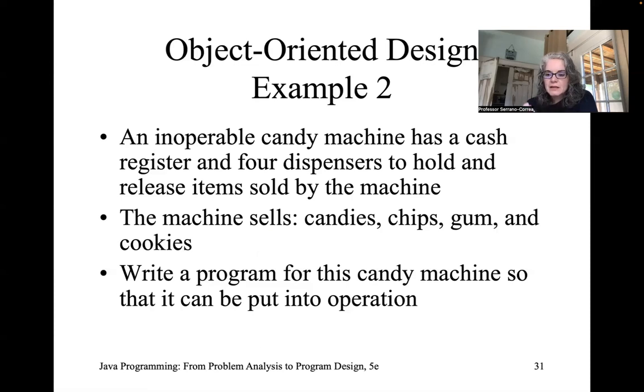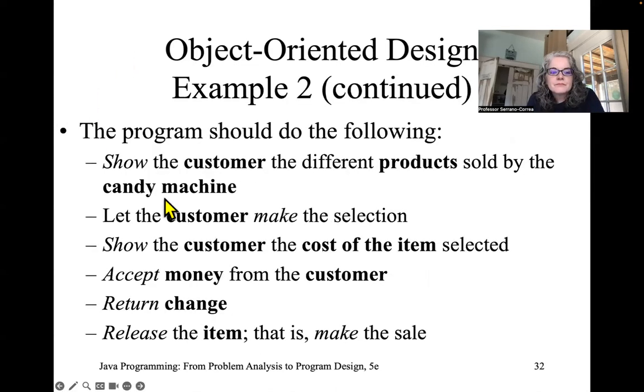It can calculate, can tell me how much it's worth. If I put in $2, it knows how much change to give me back. Or it tells me that I need to give it more money because maybe I didn't give it enough money. The program should do the following. The program should show the customer the different products sold by the candy machine. So show is a verb. So this is going to be a method. Show what products that candy machine sells. I sell candy, I sell cookies, I sell chips, etc.